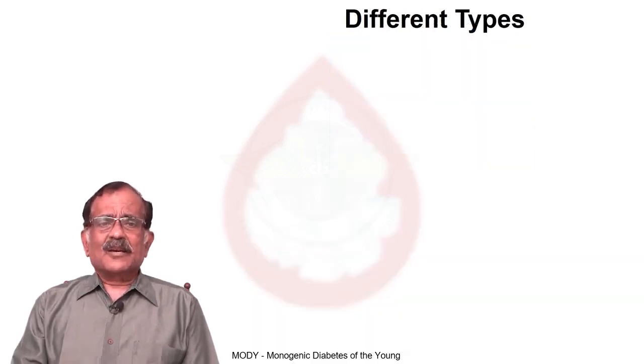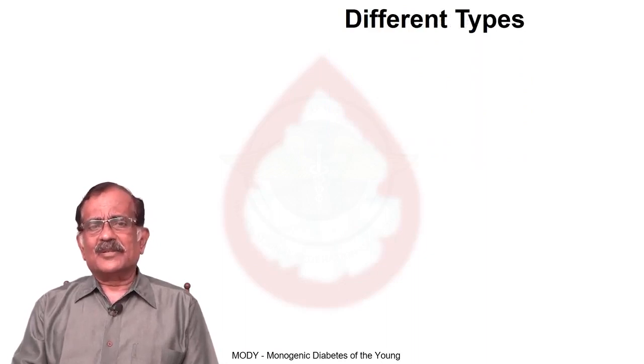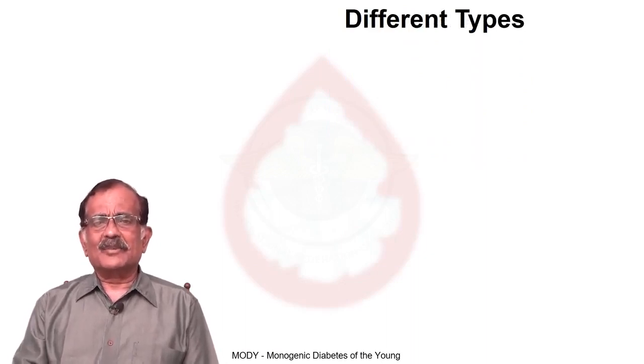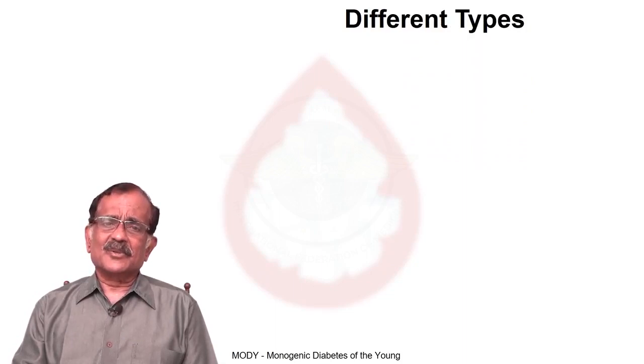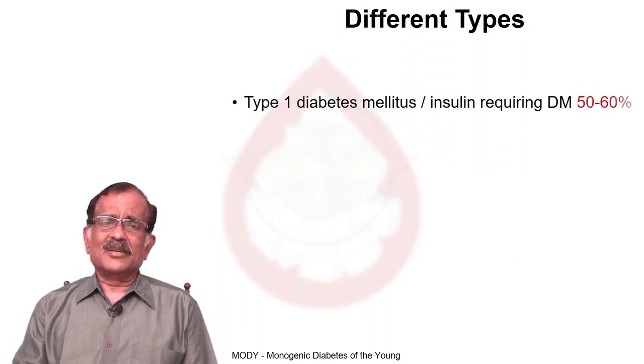Now coming to the first aspect, what are the different types of diabetes which you can see in childhood or adolescence? As you know, in the good old days, when I was a medical student 45 years ago, diabetes in a child automatically meant type 1 diabetes, or insulin requiring diabetes mellitus. But conditions have changed.